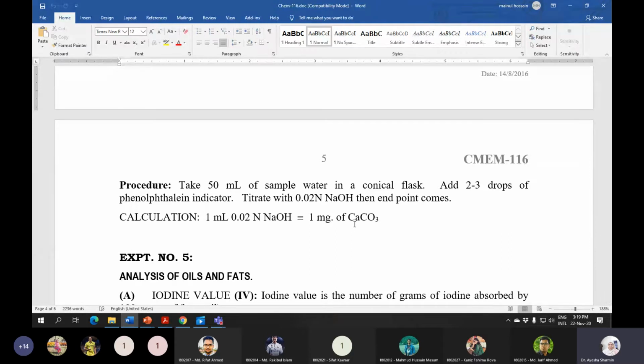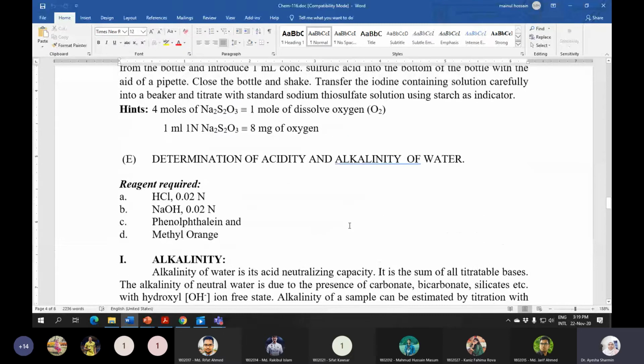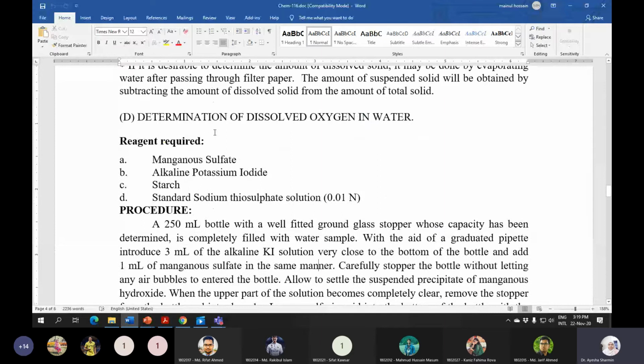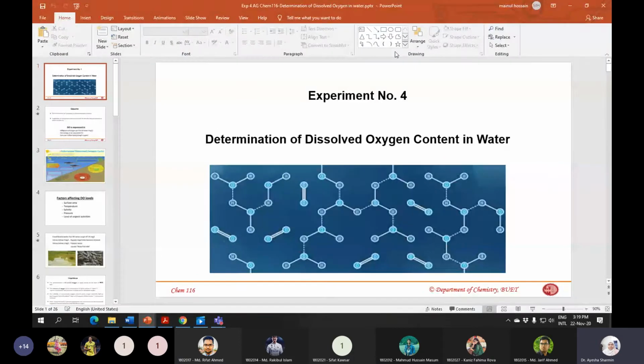Yes, ma'am. Okay, so that's the alkalinity and acidity for the water, and we will be going to the determination of dissolved oxygen in water. Do you remember any experiment where you had a problem with the dissolved oxygen, or the term dissolved oxygen came up in those experiments? You have done some experiments in 112 also, right? In 116. So can you remember any of the experiments where you had a problem with dissolved oxygen?